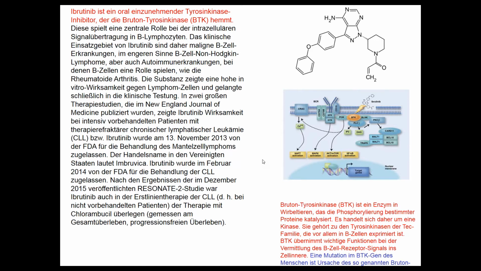Now, in some forms of B-cell lymphoma and in chronic lymphocytic leukemia, there are alterations in the Bruton's tyrosine kinase that result in an increased activity. And we can now block the Bruton's tyrosine kinase with Ibrutinib, which is a Bruton's tyrosine kinase inhibitor.